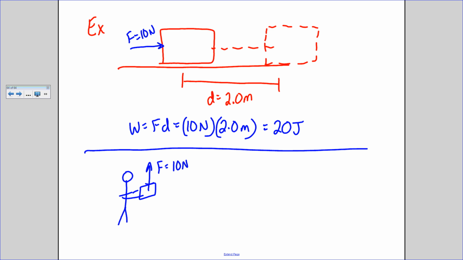I'm not doing anything at all, right? Because the distance that I'm traveling is nothing. All right, so if my displacement here is 0, even though I'm exerting a force, I would say that my work is equal to the force times the displacement, which is equal to 10 newtons times 0 meters, which is equal to 0 joules. All right?